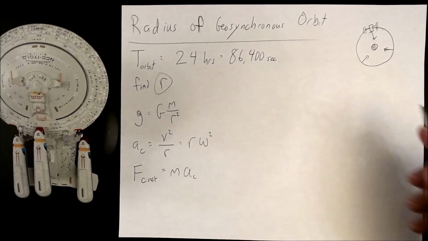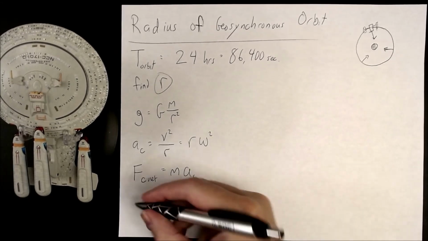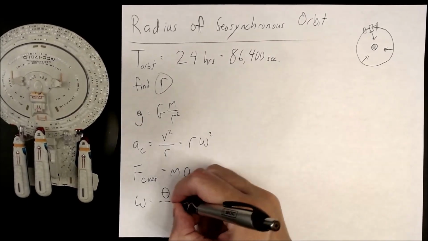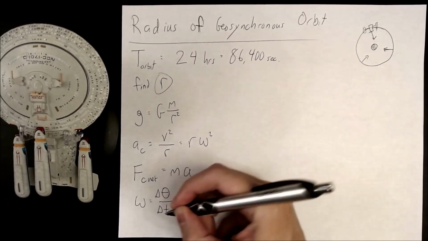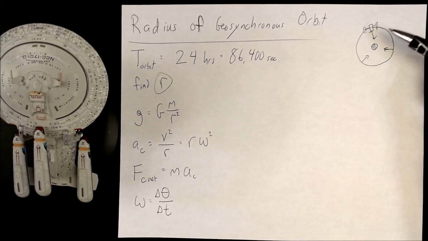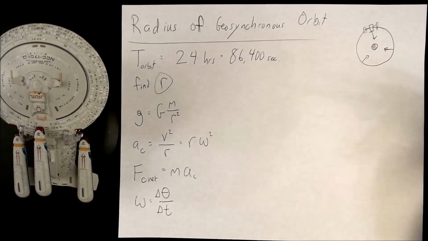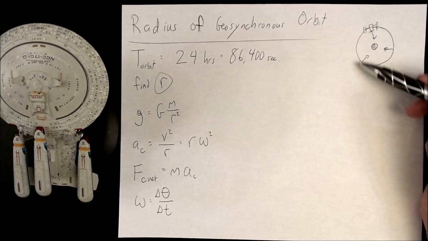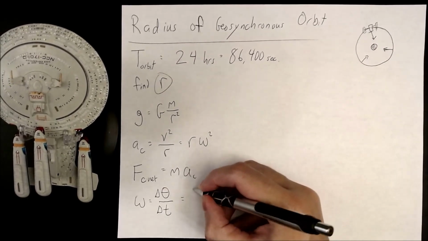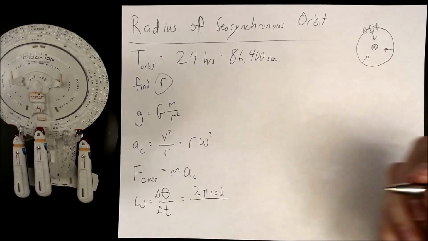Let's use this. We need to find omega. Well, omega is just how much angle you go through in how much time. In one day, how much angle do you want the satellite to go through? We want it to orbit once every 24 hours, so we want one full circle in one day. Well, that's 2 pi radians in one day.